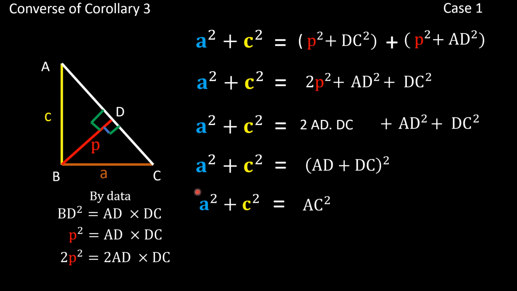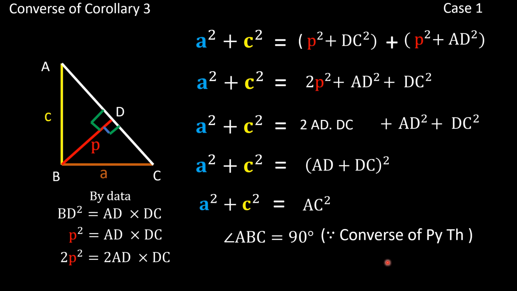Now, just for a while, apply this equation and look at the figure in triangle ABC. a square plus c square, this square plus this square, is equal to AC square, which means that the square on the longest side of a triangle is equal to the sum of the squares on the other two sides. Therefore, these two sides must contain a right angle. Do you know the reason? The reason being the converse of Pythagoras theorem.